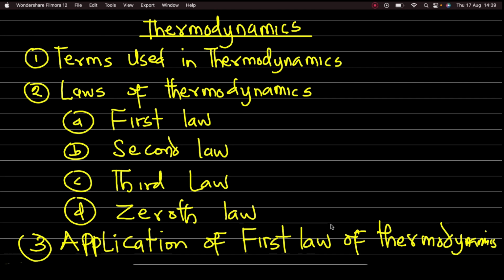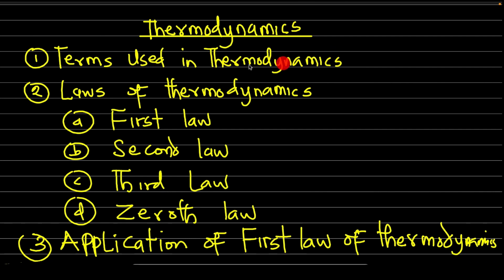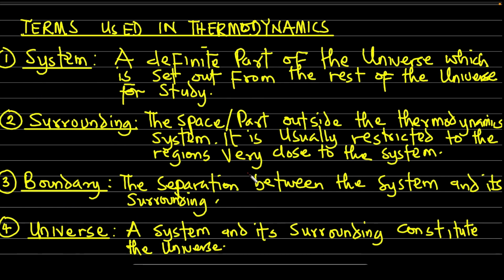So what we're going to be looking at in today's class would be the terms used in thermodynamics, the terminologies made use of in thermodynamics, and of course the laws of thermodynamics. We have the first, the second, the third, and the zeroth law. We also have application of the first law. So let's look at the terminologies that are often made use of in thermodynamics. We have system, surrounding, boundary, and of course the universe.